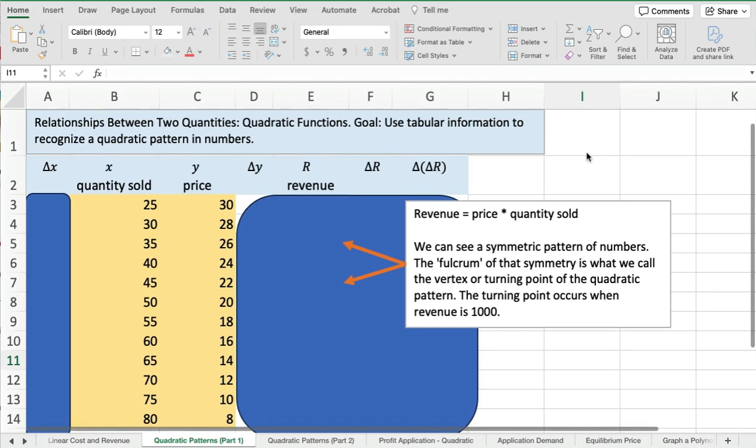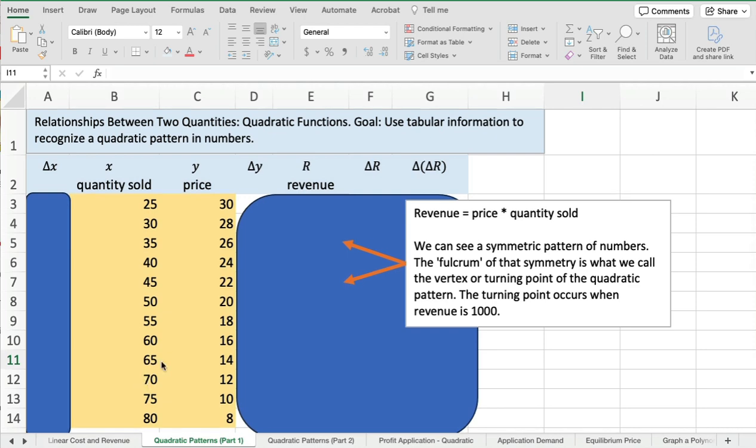We're going to start our discussion of quadratic relationships between two quantities. It's really not as hard as you think. It's just one step up from linear. So we're just going to look at tabular information, and we're just going to see the number patterns right now in those in the table. So that's basically where we're at.